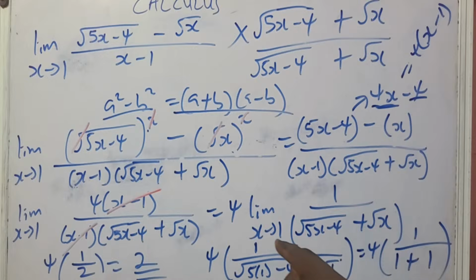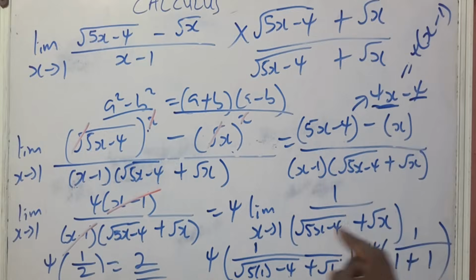All right. So if x is tending to 1, I can fill in my values for x as 1. So I have 5 times 1 minus 4. 5 times 1 is 5. 5 minus 4 is 1. So that will be the square root of 5 minus 4. That's the square root of 1. What's the square root of 1? Square root of 1 is 1. That's why all this square root of this thing here resulted to 1.